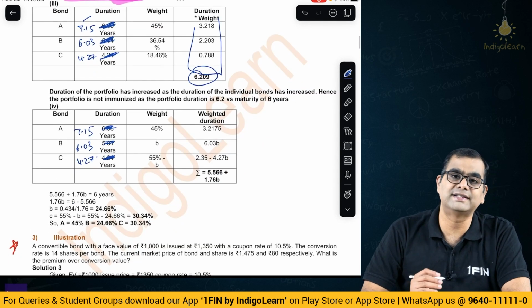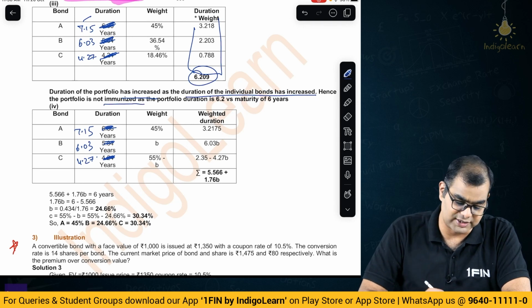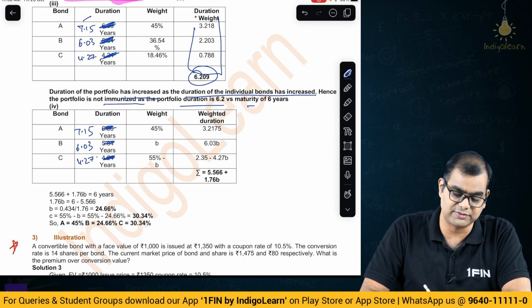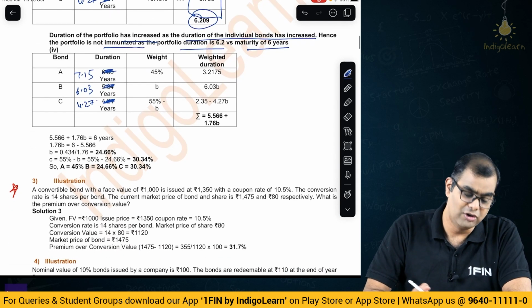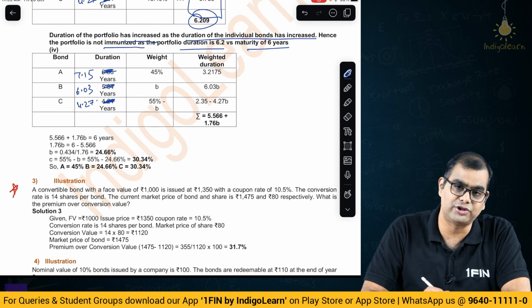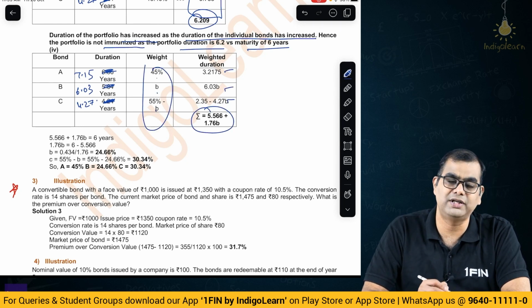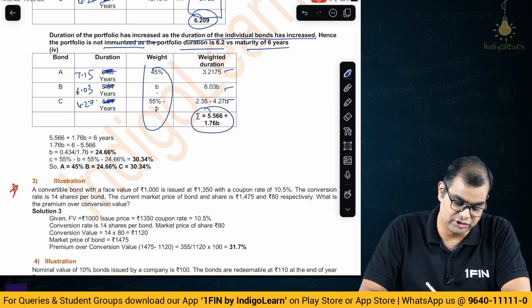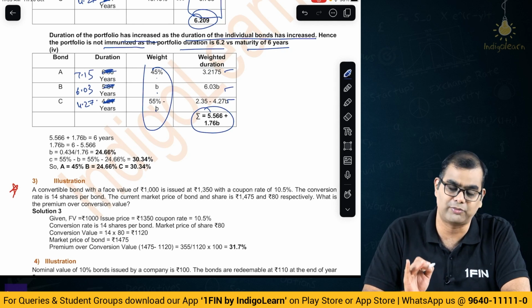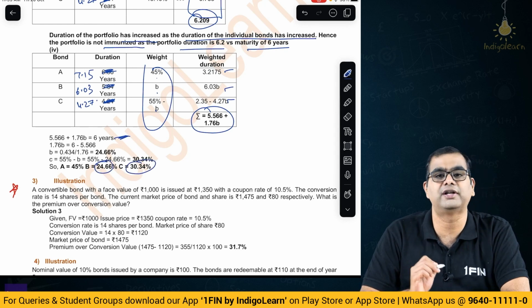So, they've asked why has it happened. So, duration of portfolio has increased as the duration of individual bonds has increased, hence portfolio is not immunized as the portfolio duration is 6.2 years versus the maturity requirement of 6 years. Now, what are the revised weights of B and C such that the portfolio duration is now 6? Again, you solve the same thing. 45, B and 55 minus B, you compute the weighted average duration, you get it as 5.566 plus 1.76 B. You equate that to 6 years and solve for B, you get the weights as 24.66 and 30.34.